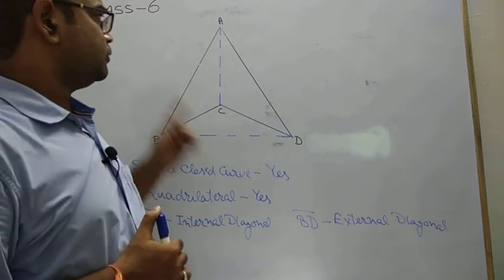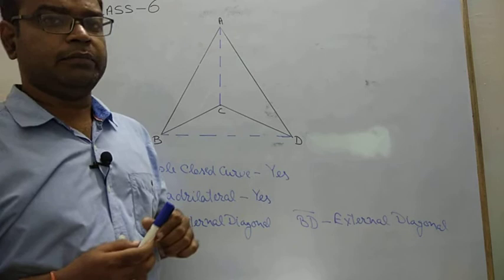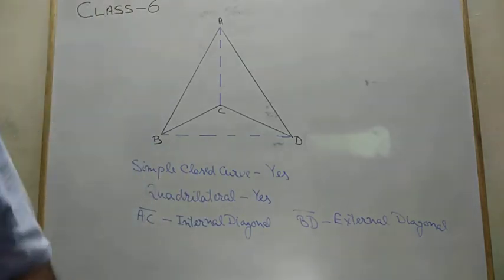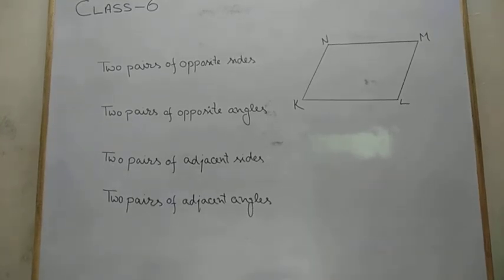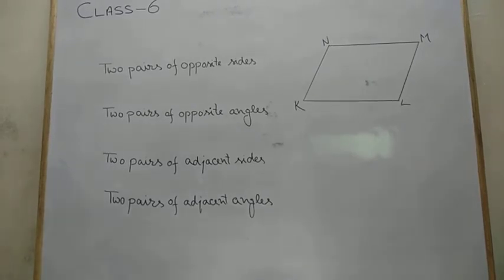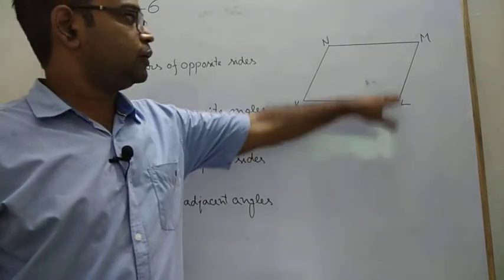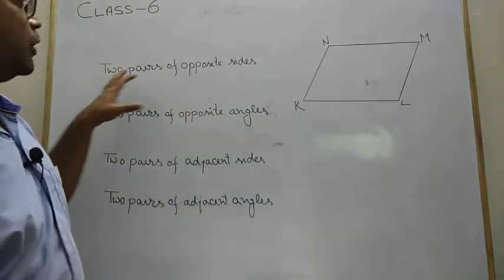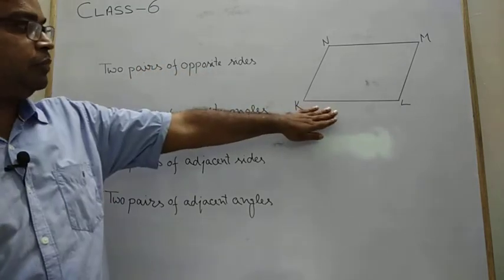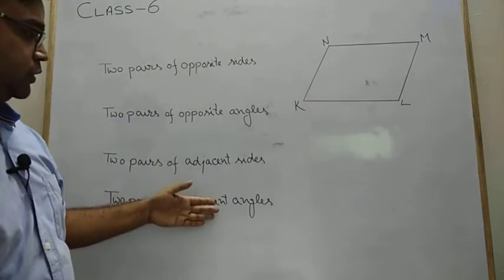Then I have one more question in my mind. Let's discuss. As you are observing on your board, there is a figure of quadrilateral KLMN. This is your figure of quadrilateral KLMN. Now, with the help of this figure, you have to solve these questions.